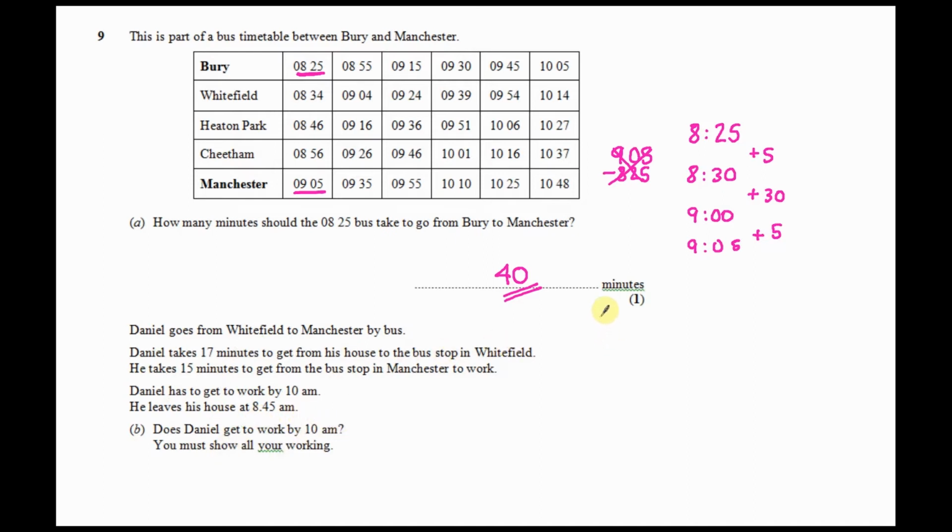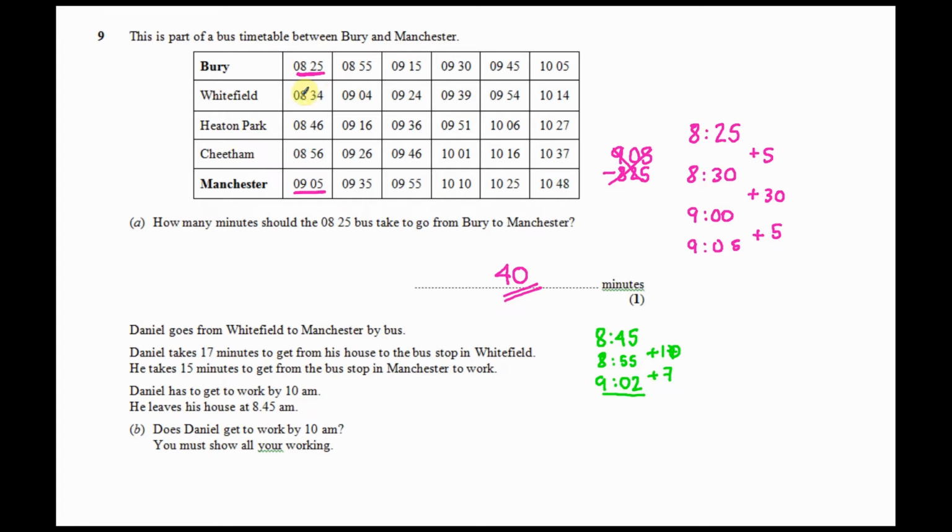Okay, so starting from the beginning, if he leaves at 8:45 and it takes him 17 minutes to get from his house to the bus stop in Whitefield, if I add 17 minutes there, we can break that up if you like, 8:45, so let's do plus 10 plus 7 if it helps, that'll get us to 8:55, and then add 7 minutes to there will get us to 9:02. So that's the time that he gets to the Whitefield station.